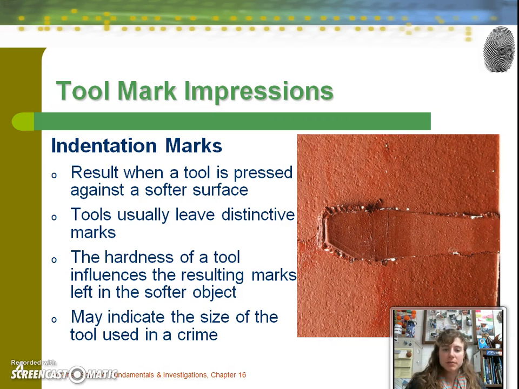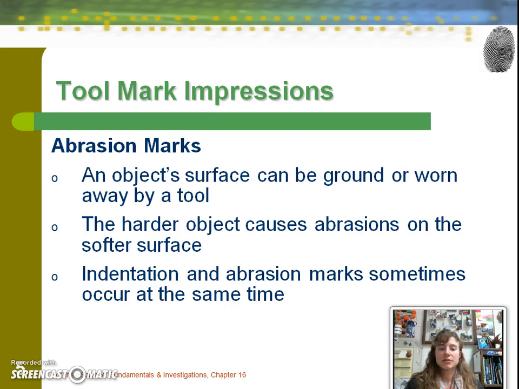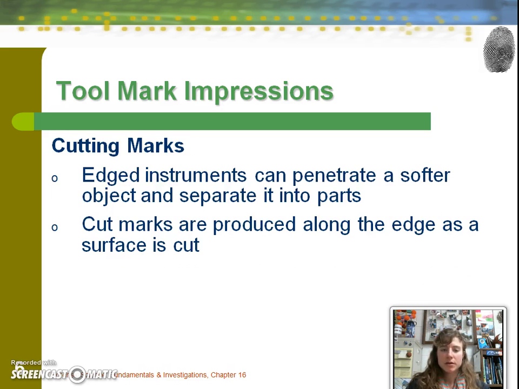So one type of tool mark impression is an indentation mark. That's when the tool is pressed against a softer surface. Distinctive marks are left. The hardness of the tool is going to influence the marks that will result and can include information about the size of the tool. An abrasion mark is when the surface can be worn away by the tool. So the harder object will cause abrasions on the softer surface. And then lastly, cutting marks. So these are edged instruments that can penetrate a softer object.